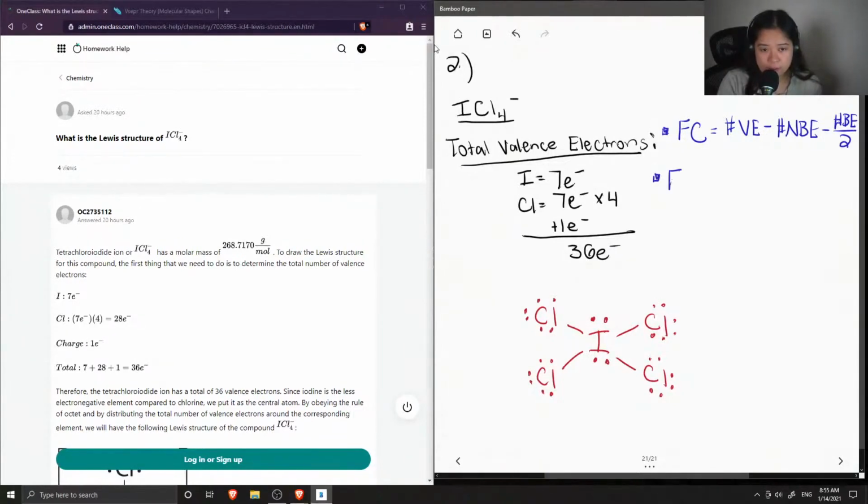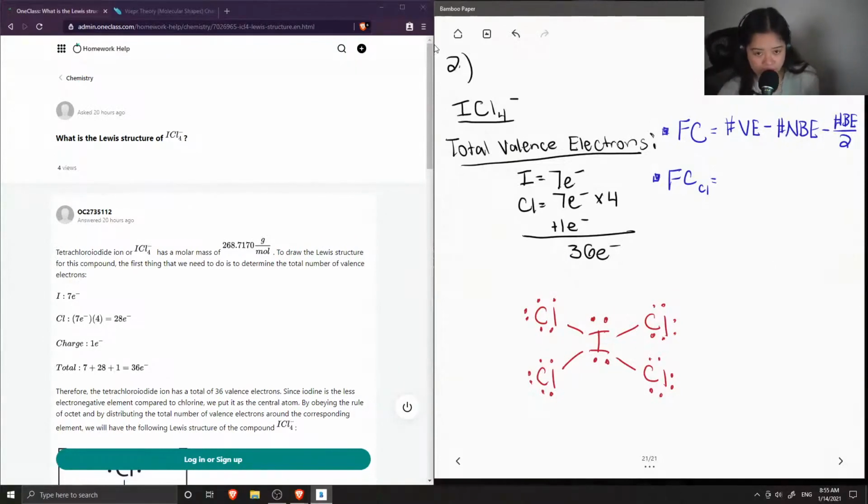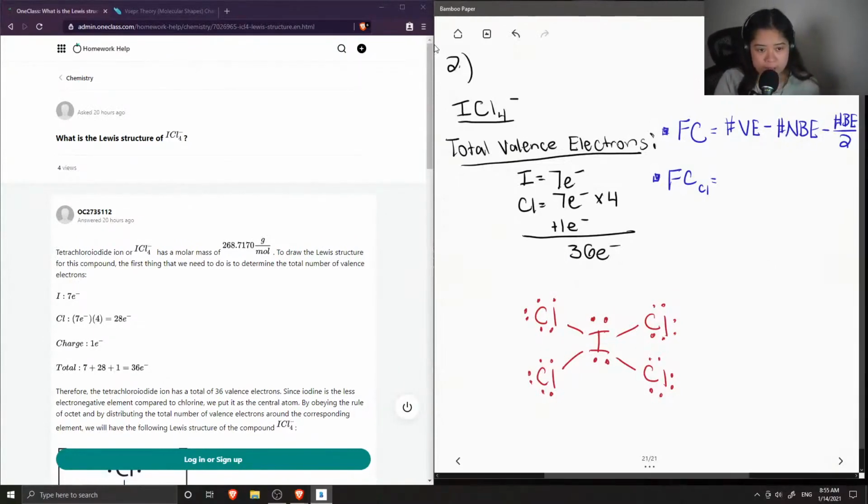Okay, so let's calculate the formal charge of one of the chlorine atoms first. All of the chlorines are the same, so I only need to do this once. The number of valence electrons for chlorine is 7, and each of the chlorine atoms has 6 non-bonding electrons. And lastly, chlorine has a single bond, so each bond contains 2 bonding electrons, and then I just divide this by 2. So 7 minus 6 minus 1 is 0. So each of my chlorines is neutral.